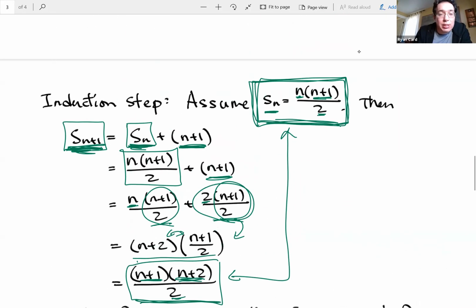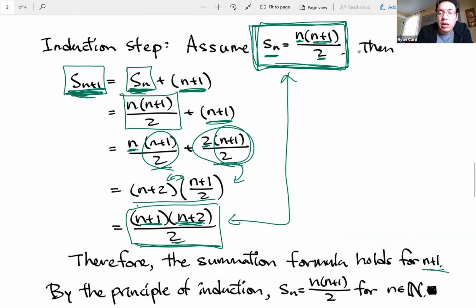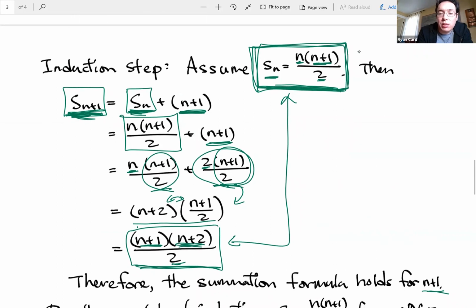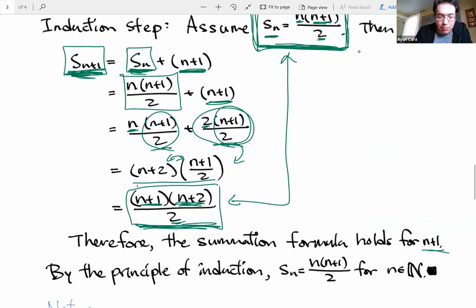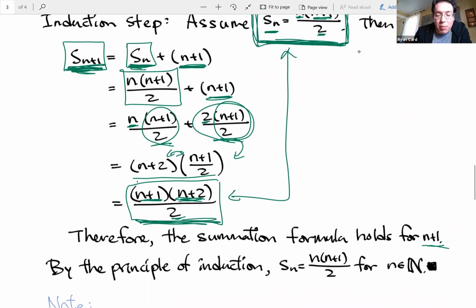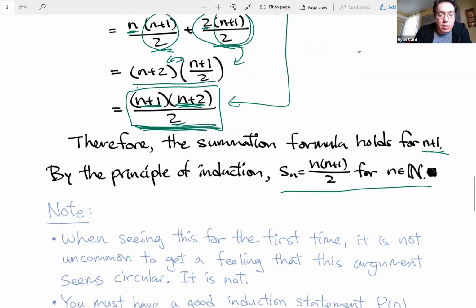So we did two things. We checked it for the case of 1, it works. And if we assume that it works for step n, we can get the formula for step n plus 1. By the principle of mathematical induction, the formula holds for any natural number whatsoever. Okay. I hope that made sense.